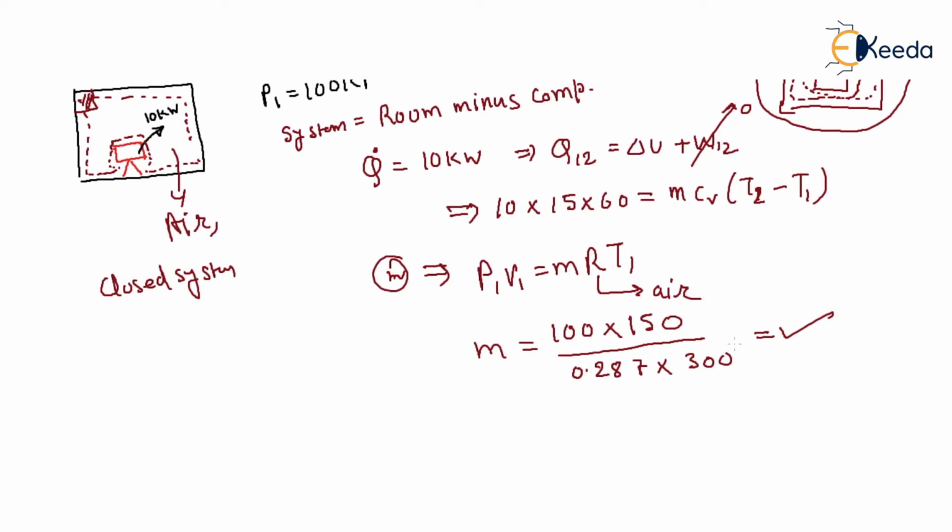If you put that value up here, we can easily find the temperature T2, and the temperature T2 is nothing but your 372 Kelvin. This is your temperature. Okay.